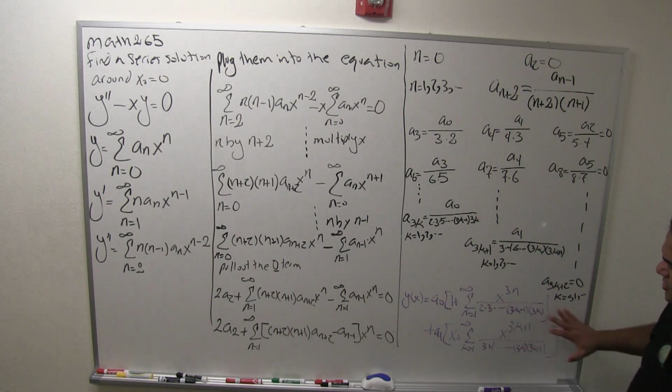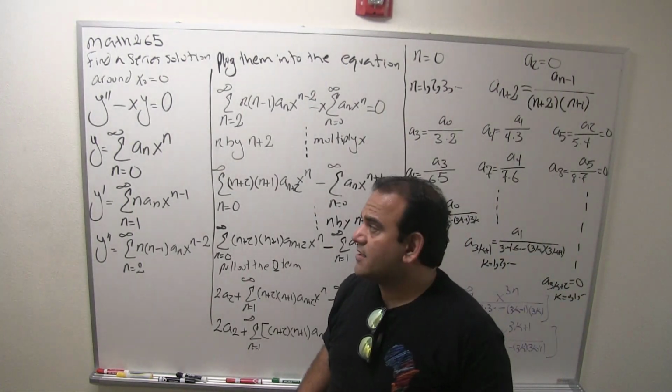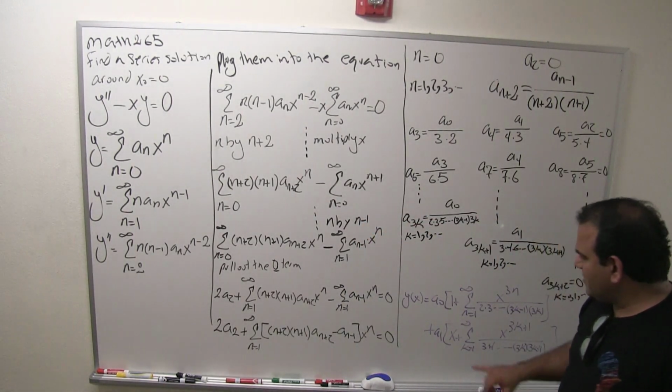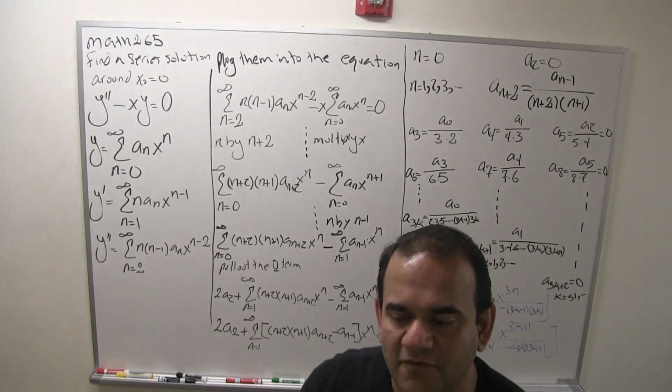So that is the general solution of that differential equation. And as you will see, a0 and a1 are like c1 and c2, the two coefficients for the solution.